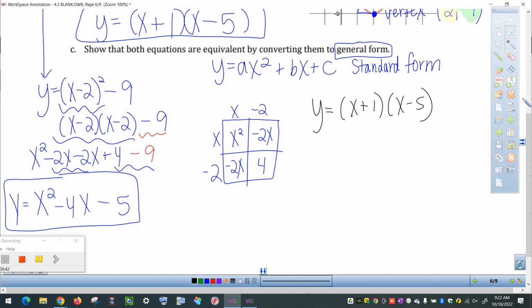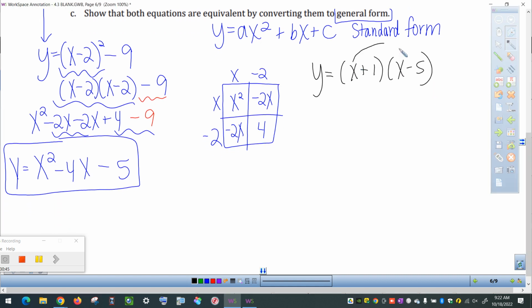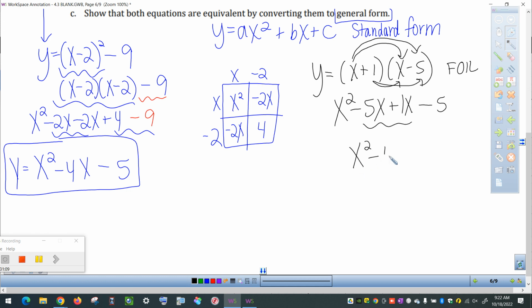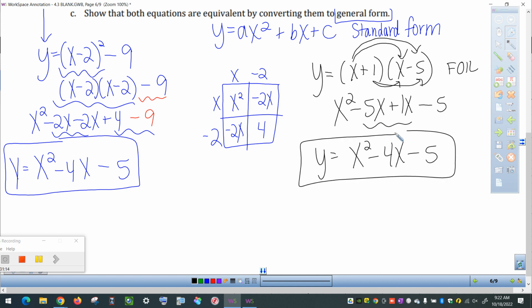All right, so if we were to multiply this out with FOIL, we're going to do the first term times the first term. X times x is x squared. The outside terms, x times negative 5, we get negative 5x. The inside terms, 1 times x is 1x. And the last term here, 1 times negative 5, negative 5. All right, notice that when we combine the like terms here in the middle, negative 5x plus 1x is negative 4x. We're going to put a y equals in front. We're going to notice here that these are exactly the same. So that's how our 3 forms are all connected.